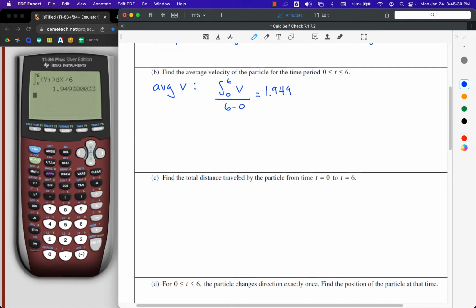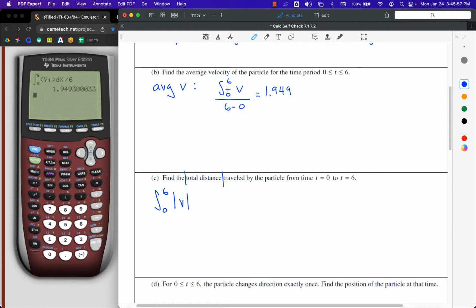Let's move on to part C. Find the total distance traveled. And that's very similar to this. This is the total displacement, total distance traveled. Whenever you hear total distance, you need to be thinking absolute value. That's what total distance really means. So in that case, it's going to be the integral between 0 and 6 of the absolute value of velocity.